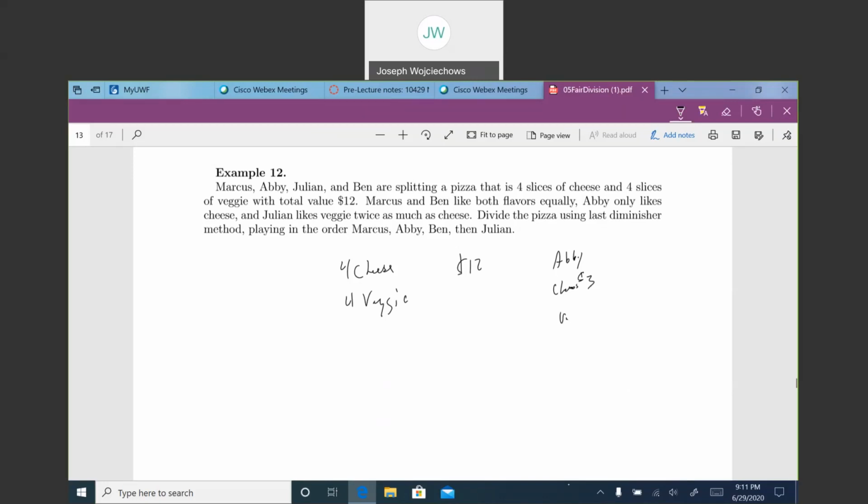She has a value of 0 to her. To Julian, cheese value is $1. Remember the early problem we did? And veggie is $2, twice as much as Mark. Ben values both at $1.50 a slice.